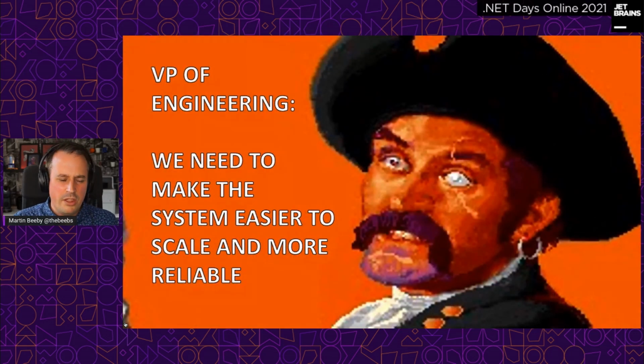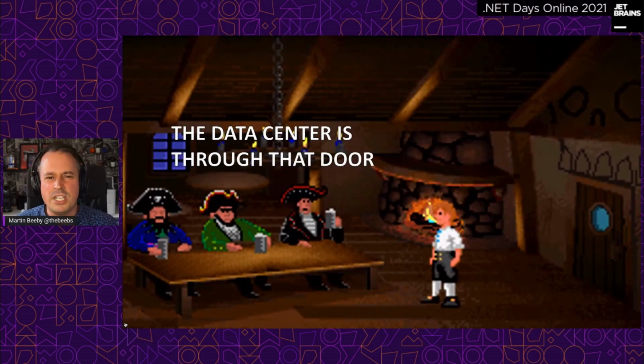So the VP engineering says, look, we need to make the system easier to scale and just more reliable. Now that could result in a rewrite, but our cloud consultant's having a think about, how's this application set up? So he asks, look, where is the data center and what are you running this application on? How's it running? And so the board say, well, the data center is just through that door.